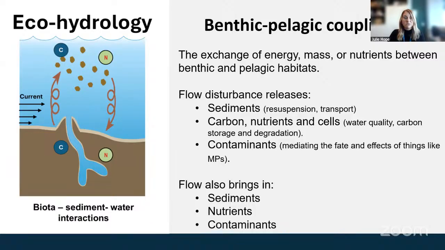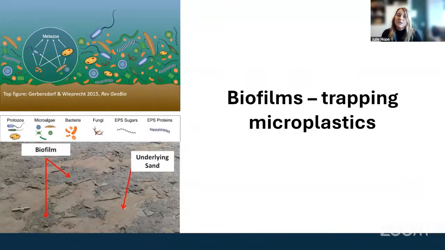And we also have to remember that flow brings in those things too. So it brings sediments to the intertidal environment, it brings in nutrients that help things grow, but it can also bring in contaminants. So the first thing that we're going to look at today is the role of biofilms in trapping microplastics. And this is going to be the main thing that we speak about today, and I'll only touch on some of the others.